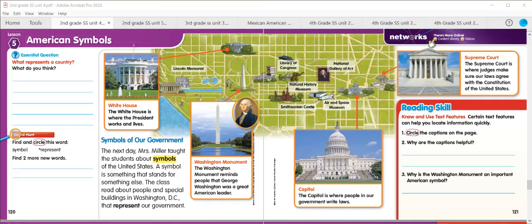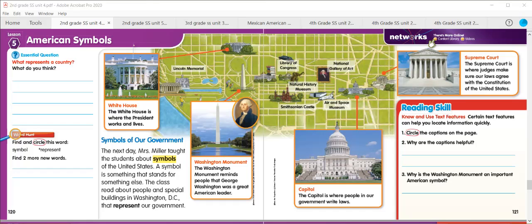Now on our questions that we see on page 121 under reading skills, it says certain text features help you locate information quickly. Circle the captions on this page. Now remember, the captions are the words you find under a picture that tell you more about it. So go ahead and circle all of the captions on these two pages.